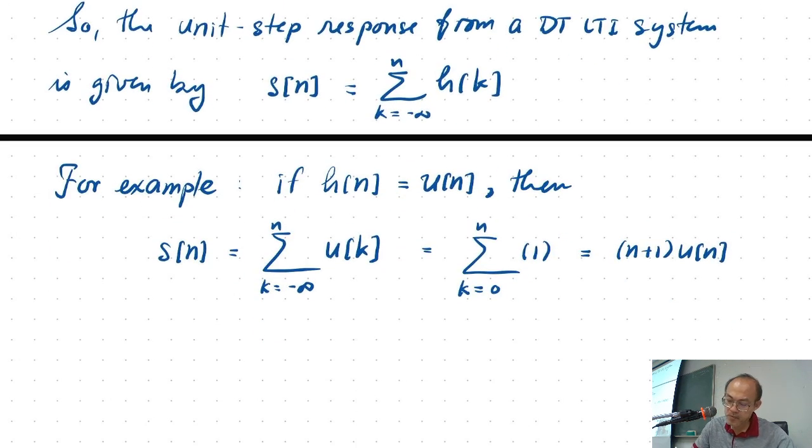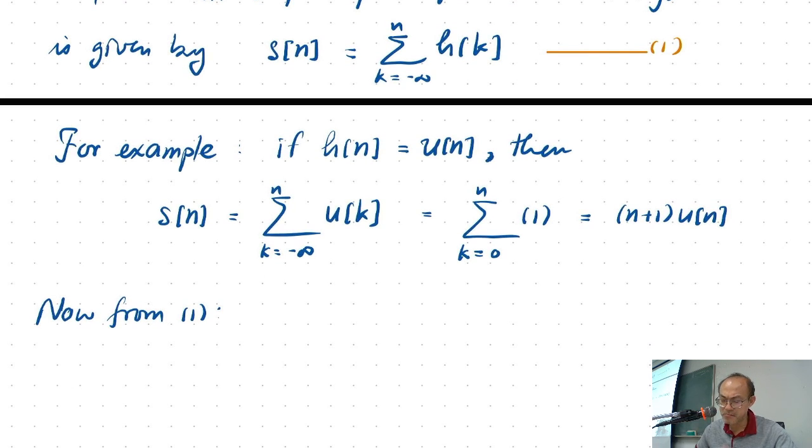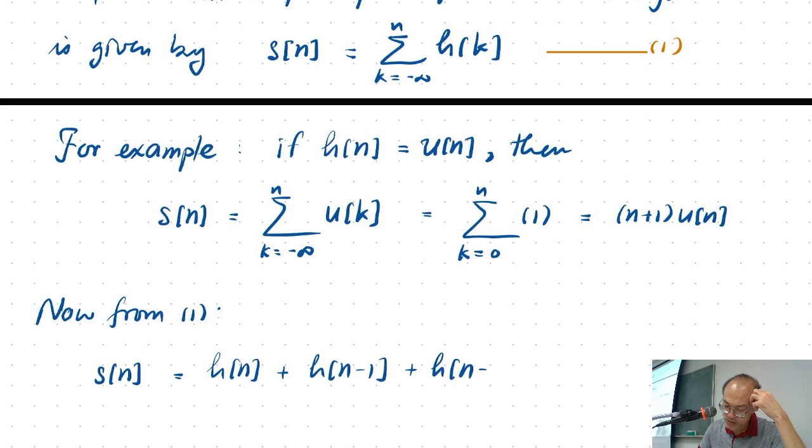Okay, now I'm going to call this equation 1, for reference. Now, from equation 1, let's unfold again. Let's do this trick again. I'm going to unfold the summation in equation 1. When I unfold it, I have S of n equal to h of n plus h of n minus 1 plus h of n minus 2 plus h of n minus 3, and so on.